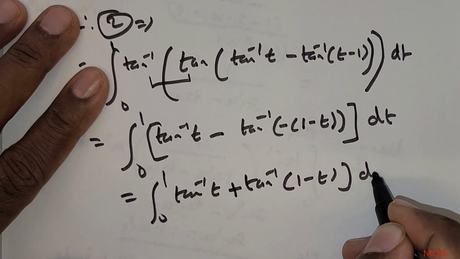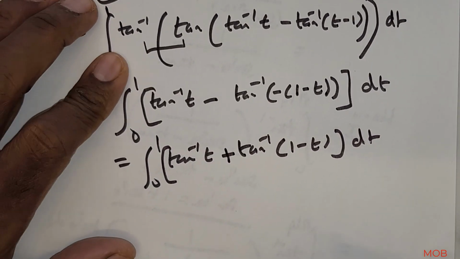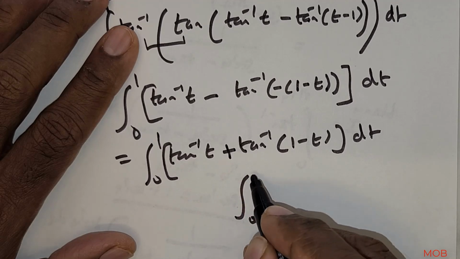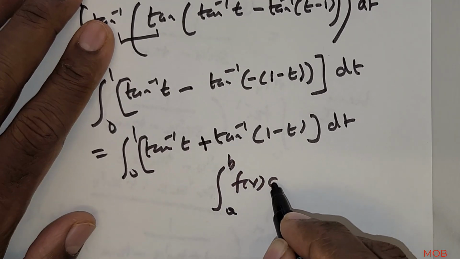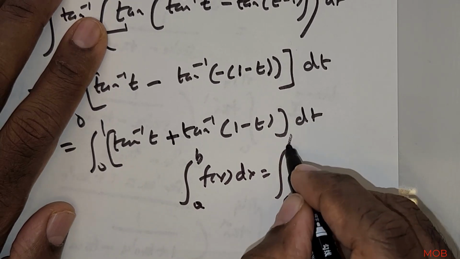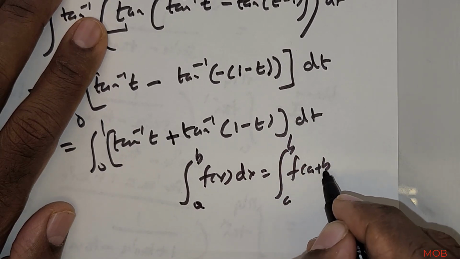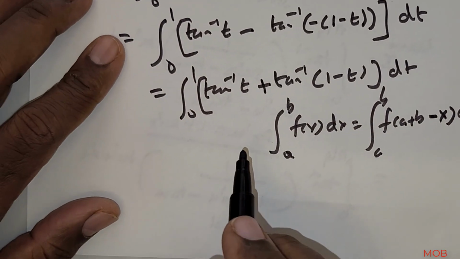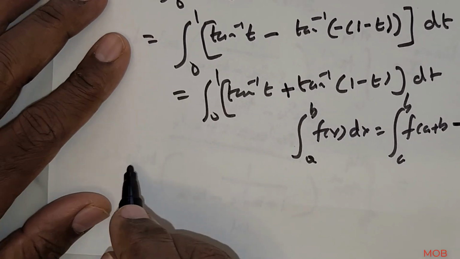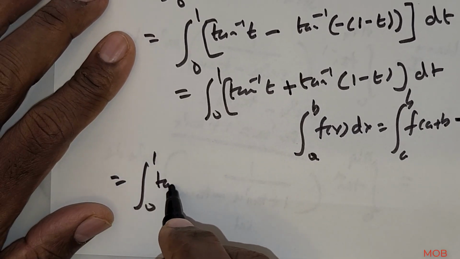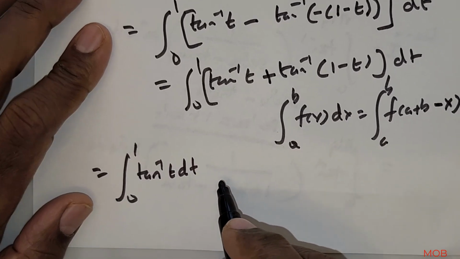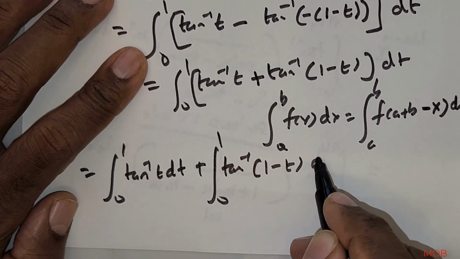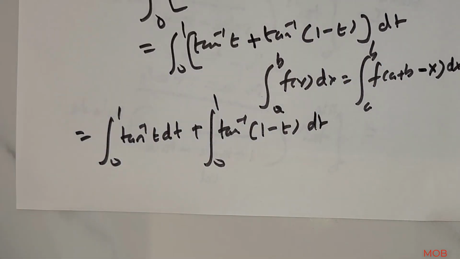Okay, now what I wish to do is I would like to apply this property, integral a to b f of x dx is equal to integral a to b f of a positive b negative x times dx, right? Where do I want to apply? I want to apply to this integral. So this is actually integral 0 to 1 tan inverse of t times dt positive integral 0 to 1 tan inverse of 1 negative t times dt. So let me go to the next slide.